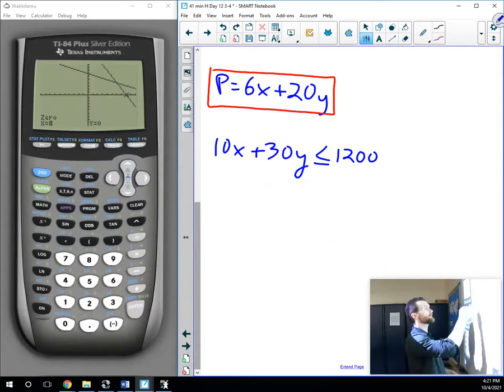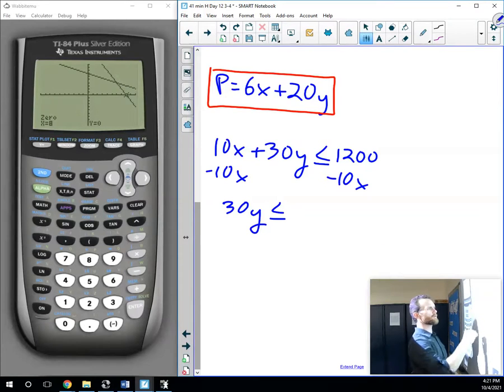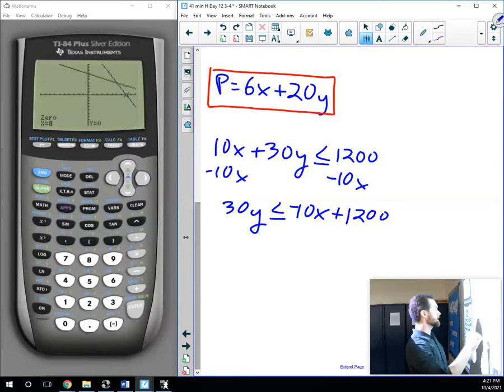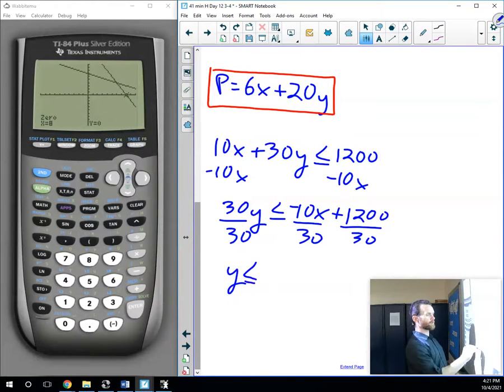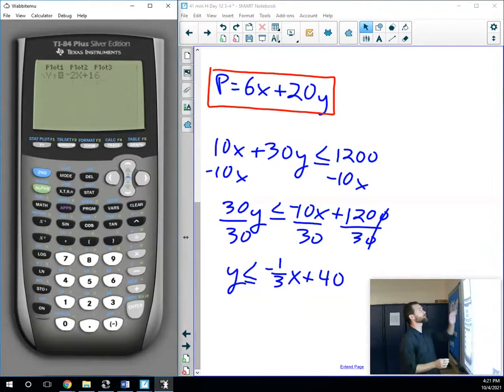Then we solve, get y by itself, so take away 10x. If you're good enough to skip some of these steps, that's a good thing. I'm just showing all my work here. So 30y is less than or equal to negative 10x plus 1,200. Divide everything by 30. And we get y is less than or equal to negative 1/3 x plus, cross out that 0, and we get 40, if I'm not mistaken. Yeah, 40. Let's go right into y equals.